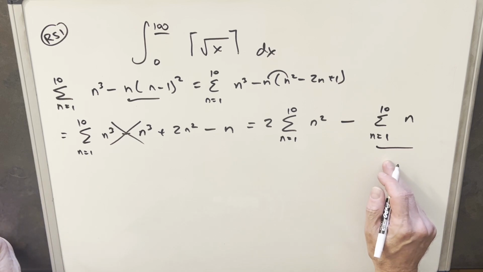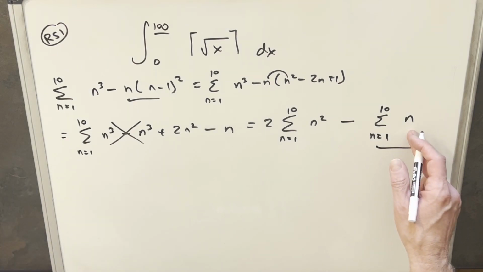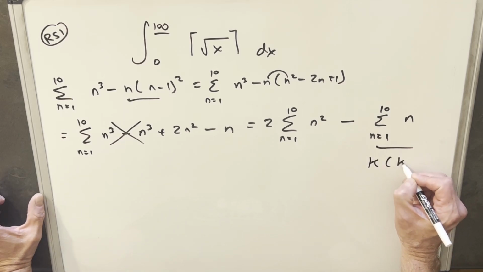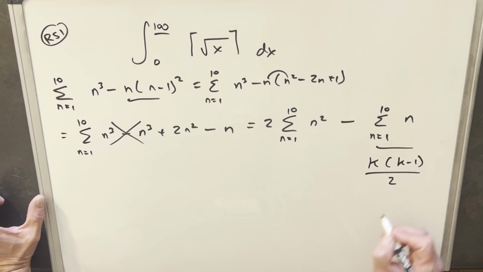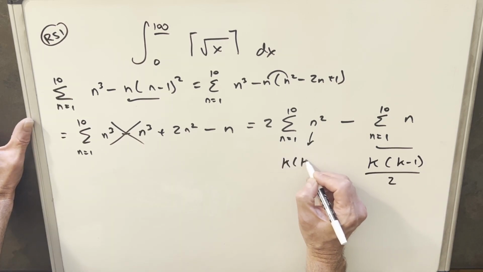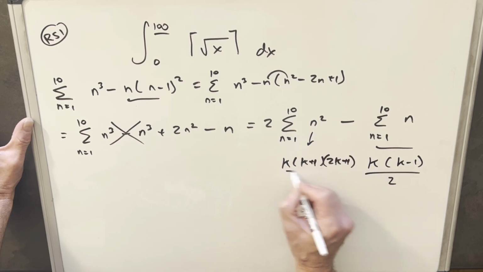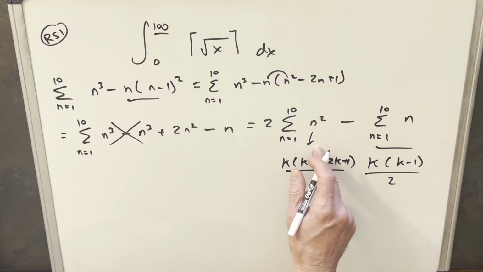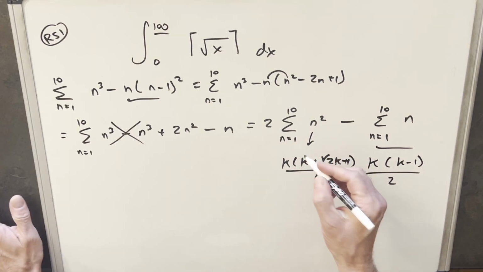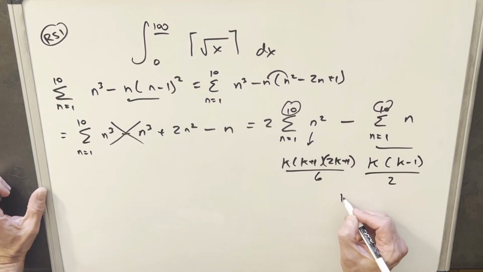I'm going to use k just because we're already using n. So the formula for the sum of the first k natural numbers is going to be k times k plus 1 over 2. And the formula for this one's going to be k times k plus 1 times 2k plus 1 all over 6 for the sum of the first k squares. And of course, our k value is going to be 10, so we just need to plug this in and calculate, and we're going to be able to finish this off.